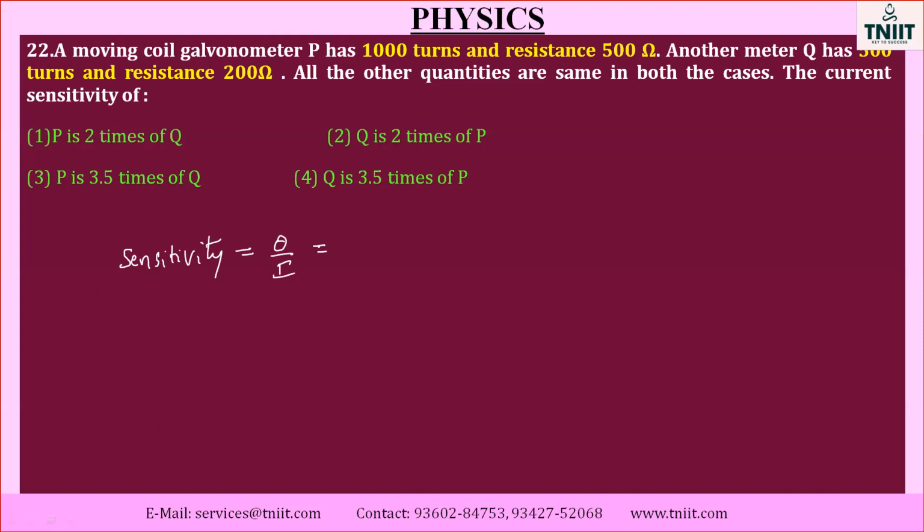Theta by I is nothing but what? NBA divided by C. Now number of turns is decreased from 1000 to 500. So current sensitivity becomes 2 times, right? P is having more turns. Number of turns in P is more than number of turns in Q. So it is double. So P is 2 times of Q. First option.